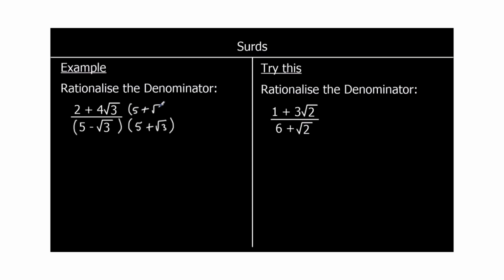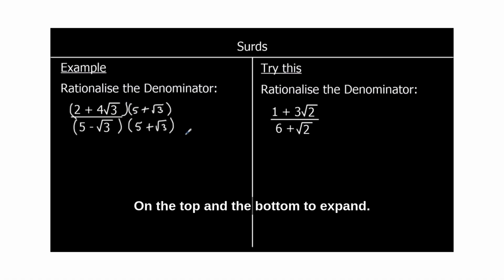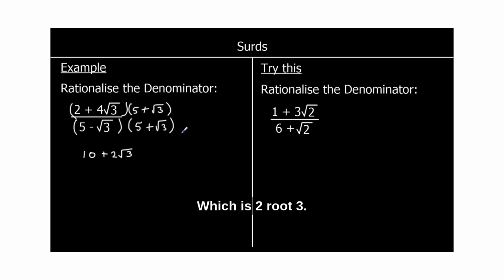So we can have double brackets on the top and the bottom to expand. So let's just do the expansion. So on the top, I've got 2 times 5, which is 10. 2 times root 3, which is 2 root 3. Then I've got 4 root 3 times 5. 4 5s are 20, so 4 root 3 times 5 is 20 root 3.